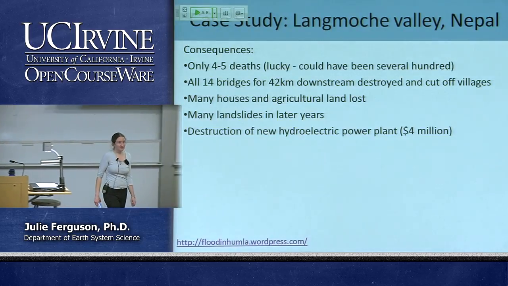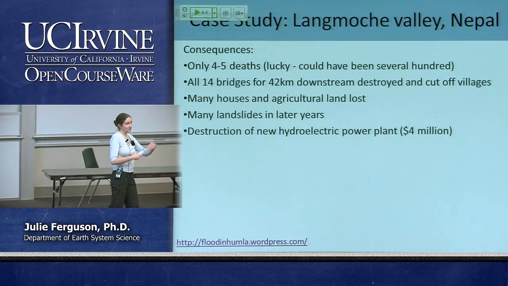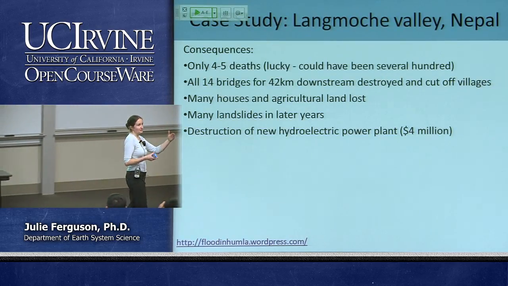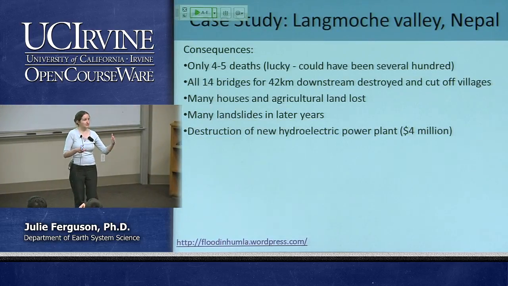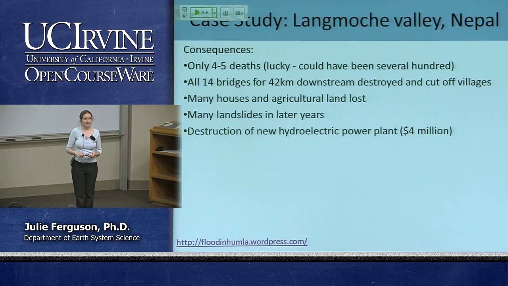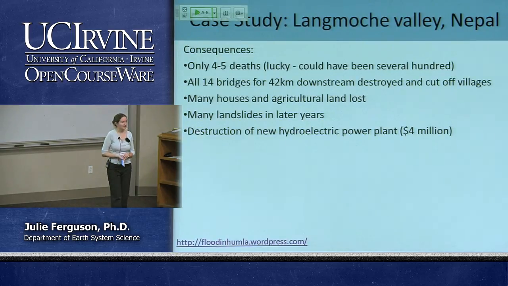So what are the consequences of that? We were really lucky, because this is actually one of the main trails up to Mount Everest for the people that are going climbing. And it would just happen to be that during that August time frame, it was the monsoon rains and people don't usually use that trail. So there were only 4 or 5 deaths, but there could have easily been hundreds. All of the 14 bridges downstream for 42 kilometers were destroyed and had to be rebuilt. And so villages were cut off for quite some time. A lot of houses and agricultural land were lost.